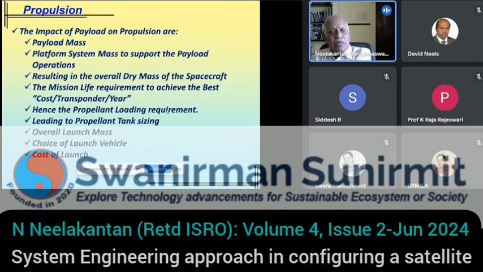And propulsion will have a large impact on the life of the spacecraft, and propulsion system sizing depends on the total payload mass as well as the resultant spacecraft mass.